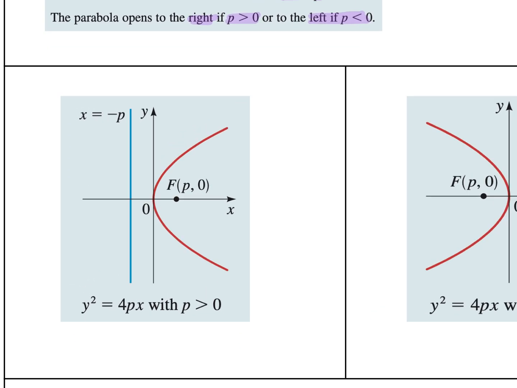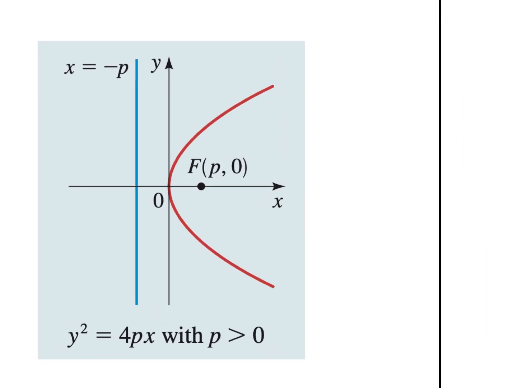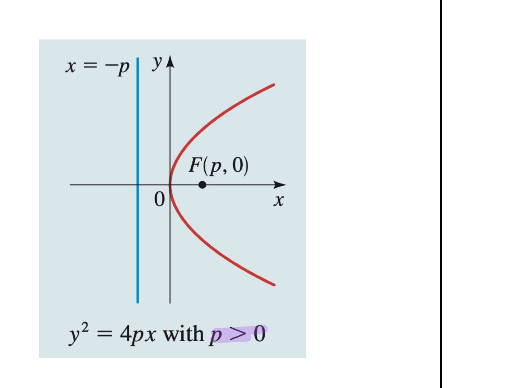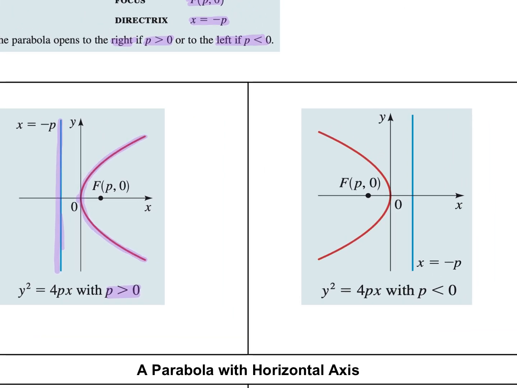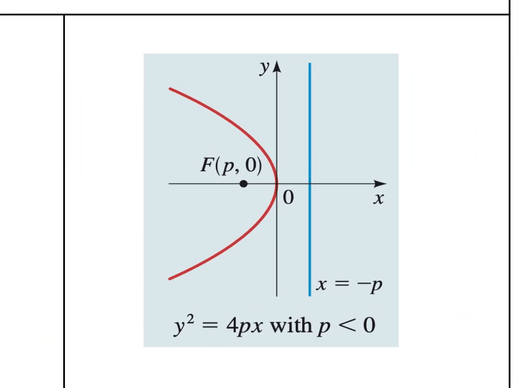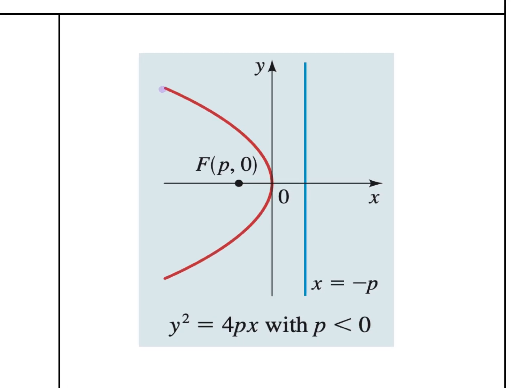So let's look at this one. If you're looking at this one, the value of p in here is greater than 0. That's why it's going to be opening on the right side with your directrix on the negative side of it. Your vertex is at origin. And if your p is less than 0, then it's going to be opening on the left side. This is still going to be your vertex at (0, 0), and your directrix right now is going to be on the positive side.